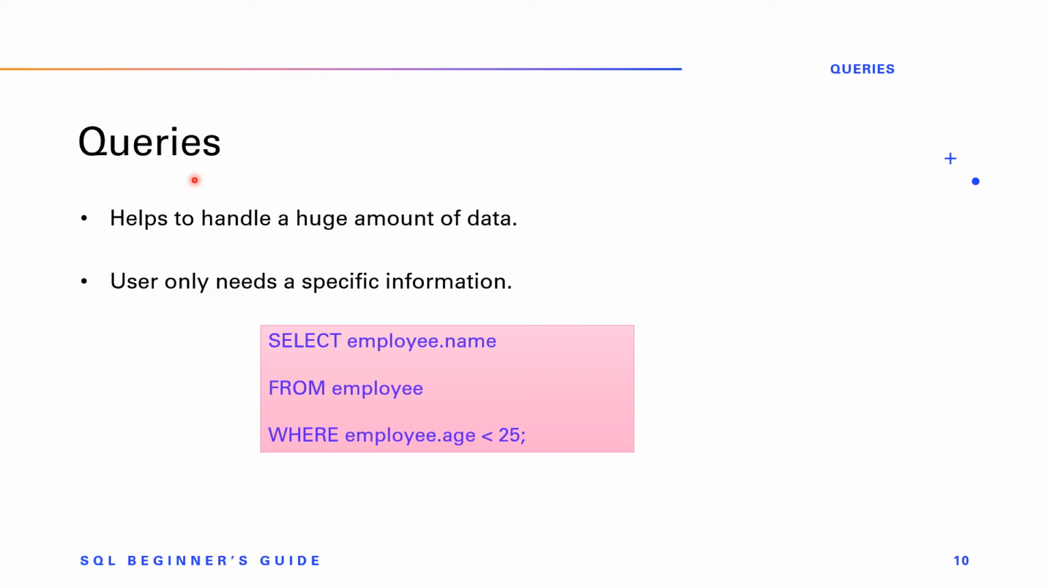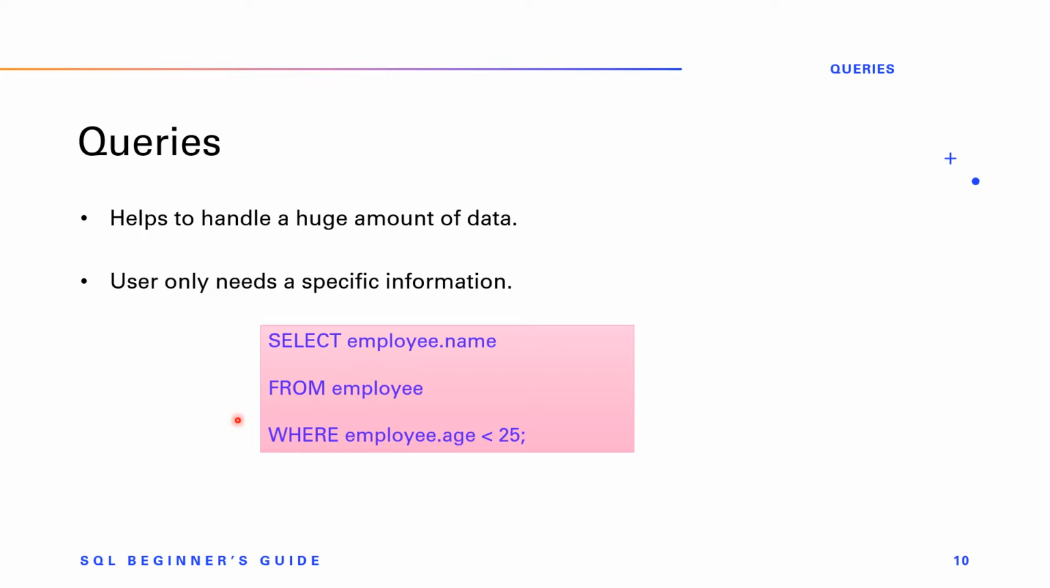Here we are going to talk about queries. Queries are sets of instructions given to the relational database management systems that tell them what information the user wants to retrieve from the data. Queries help with these processes. A large amount of data can be handled easily using queries. User only needs specific information. Usually there is a lot of information, so the user can only select the information that he requires.